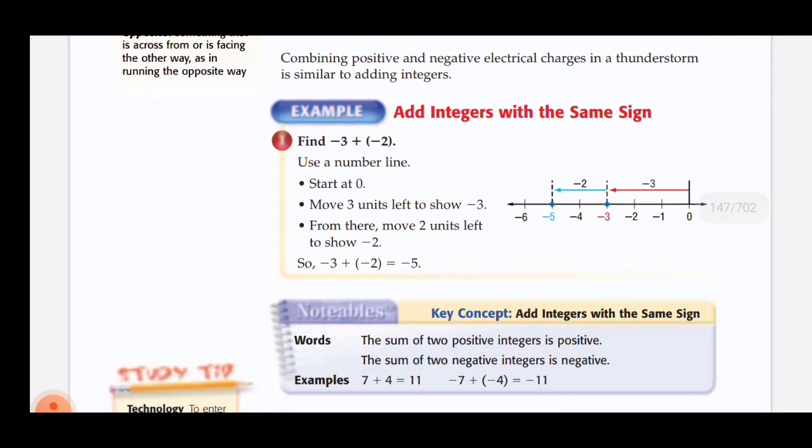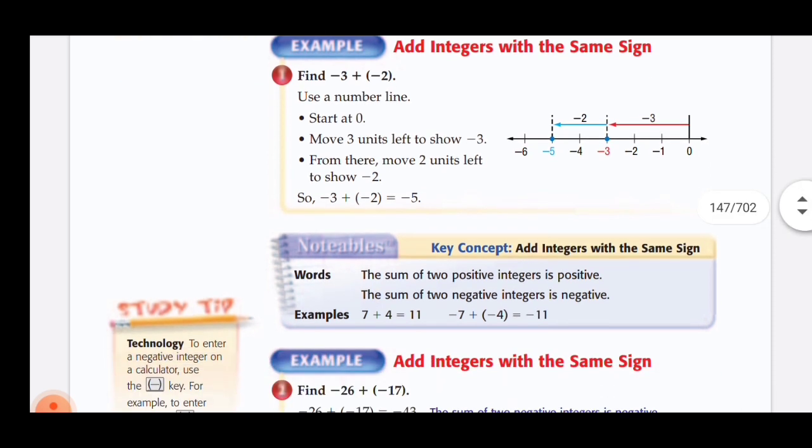Example: add integers with the same sign. 1. Find -3 plus -2. Use a number line. Start at 0. Move 3 units left to show -3. From there, move 2 units left to show -2. So, -3 plus -2 equals -5.